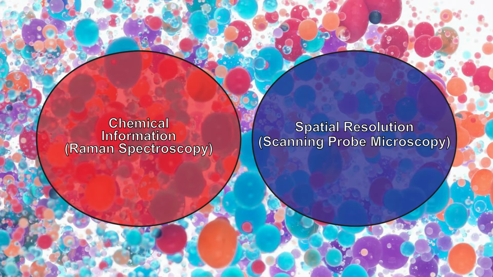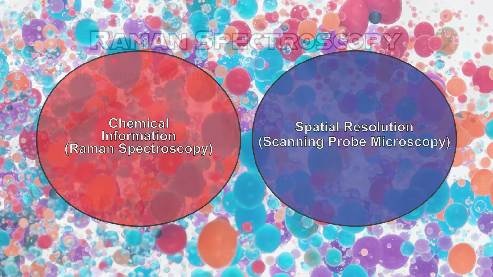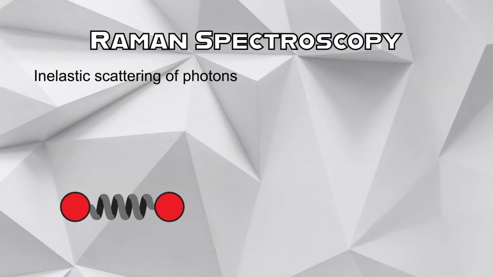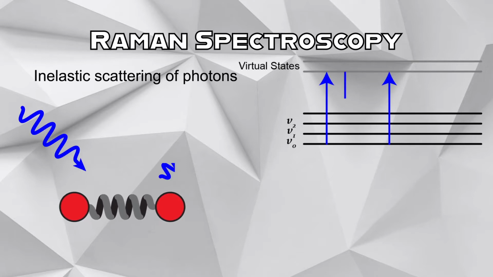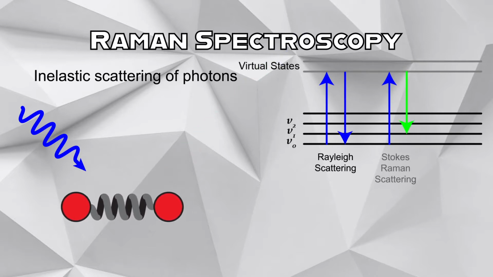However, optical-based spectroscopies, such as Raman spectroscopy, can provide chemical information in nearly universal conditions. Raman spectroscopy relies upon the inelastic scattering of light by matter. Most commonly, Rayleigh scattering occurs, where the incident and emitted photon have the same energy. However, in a rare process, the emitted photon can have lower energy, as the molecule gains vibrational energy, which is known as Stokes Raman scattering.